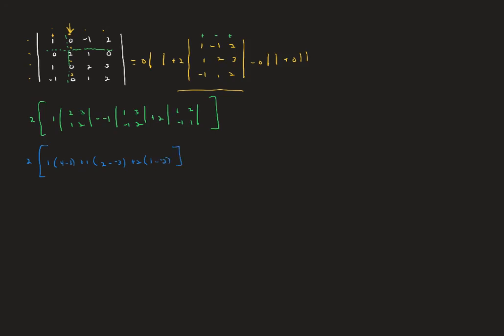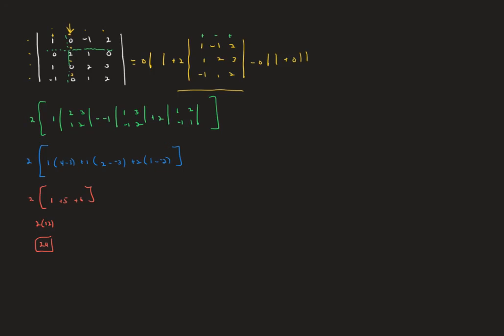So we're making progress. 2 times 4 minus 3 is 1. 1 times 1 is 1. 2 minus negative 3 is 5 times 1 is a 5. And 1 minus negative 2 is 3 times 2 is 6. And so that looks like 2 times 12. So that determinant is a positive 24. Whew. I don't think we want to do a whole lot of those, but there you have it.